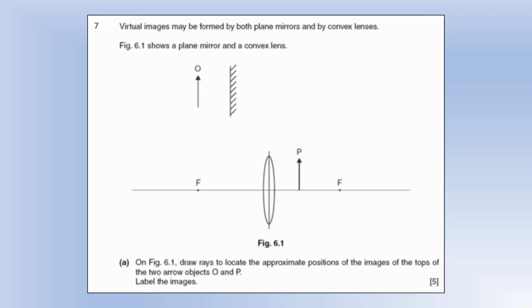So we're going to do some more diagram drawing, but specifically for virtual images. The first one we're going to do for a mirror, and then we're going to do it for a convex lens. So we want to show the position of the images. For the mirror, I'm actually going to cheat slightly here. We know with a mirror, the mirror image is the same size and is an equal distance from the mirror as the object. Okay, so I'm going to put that in straight away.